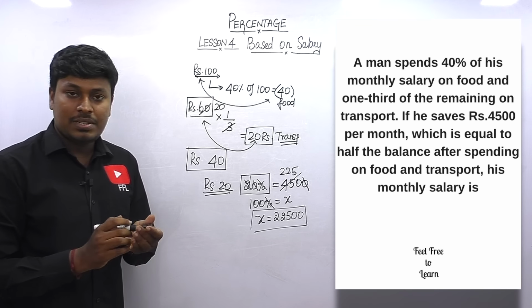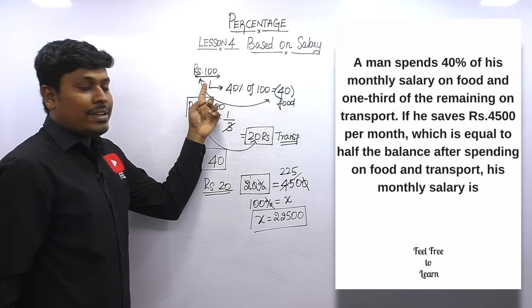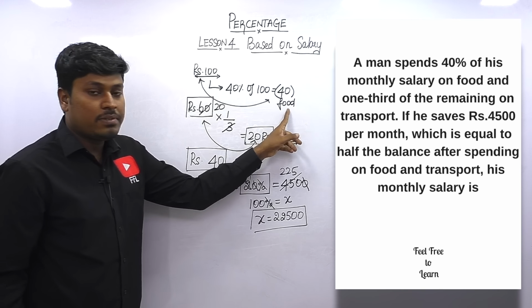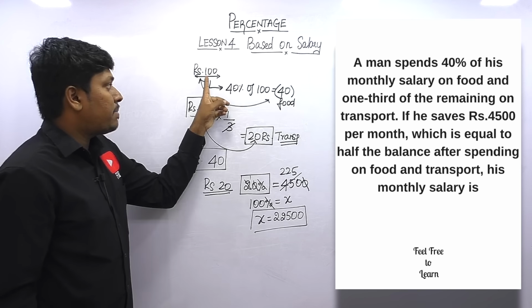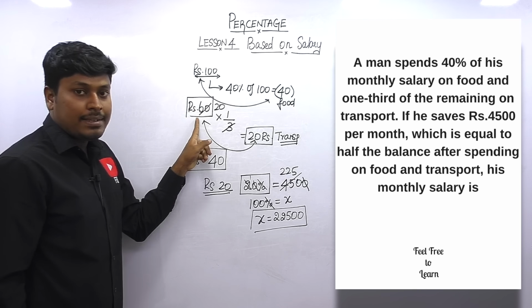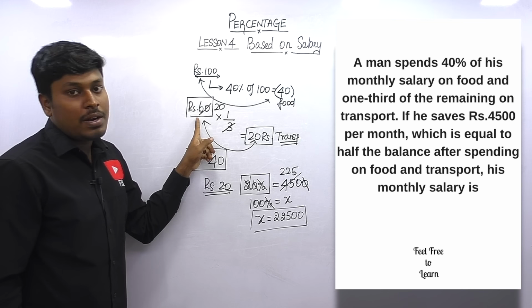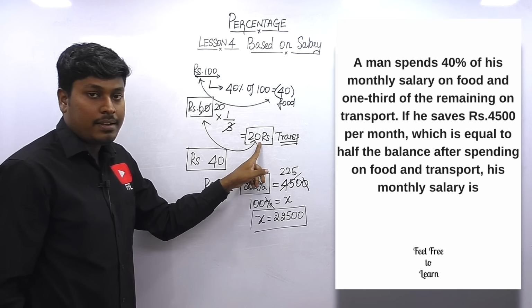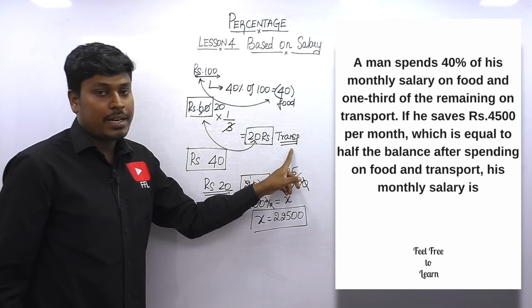So friends, got the logic. What we initially did is, we fixed 100 rupees as the man's salary. Initially he spent 40% on food, which is 40 rupees, and we subtracted 100 minus 40, which is 60 rupees. Out of this remaining 60, he spends 1/3 on transport. So we found 1/3 of 60, which will be 20. So 20 rupees he spends on transport.